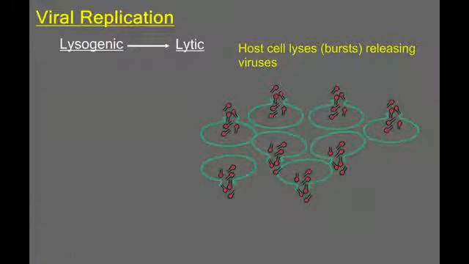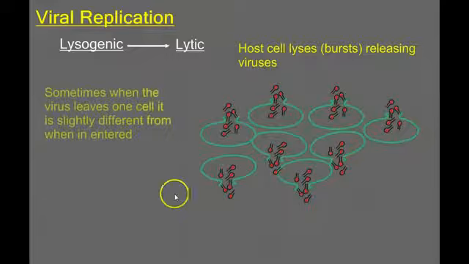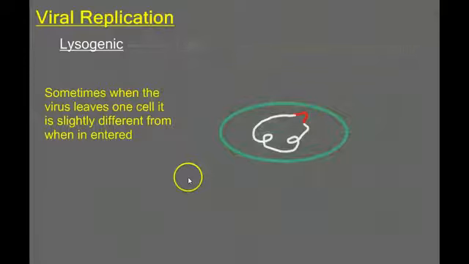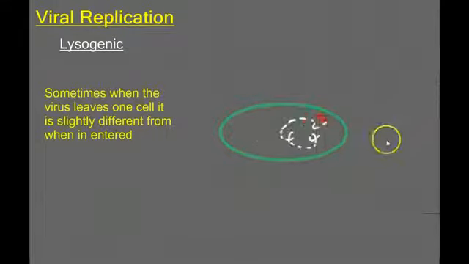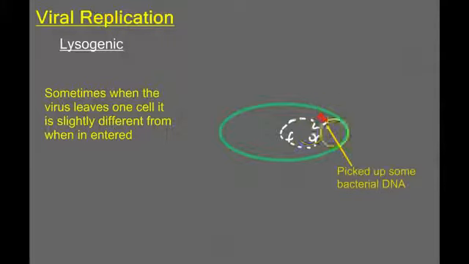Now during this process, something interesting can happen. Sometimes when the viruses leave these cells, they're slightly different than when they entered. And let's look at why that could happen. We need to go back to this part, where the viral DNA is hidden in the host cell's DNA. Sometimes when it excises itself, when it comes out, it takes with it a piece of the bacterial DNA. You see it's picked up some of the white part here. And so this virus is slightly altered. So viruses can change that way.